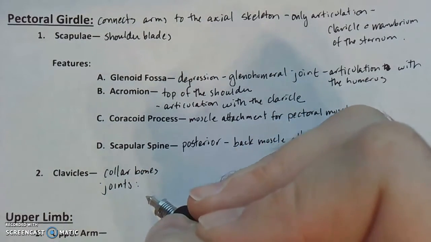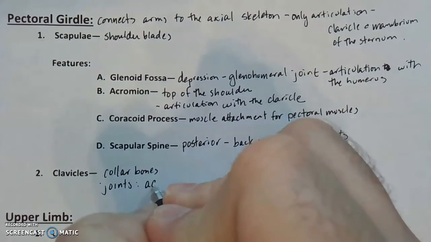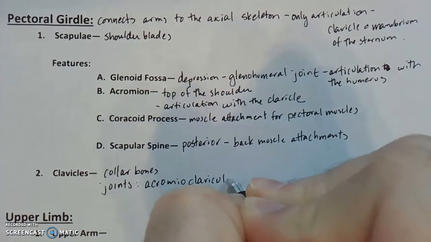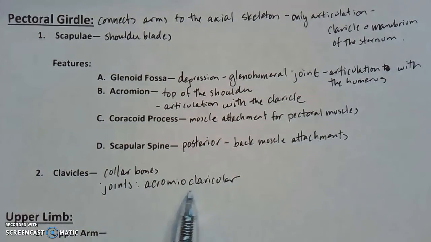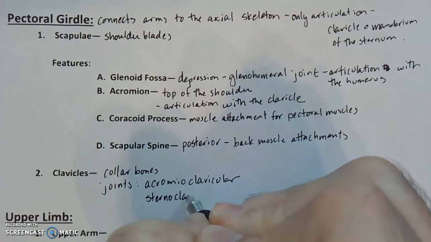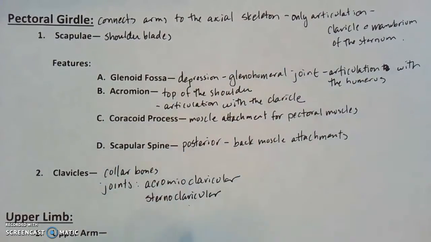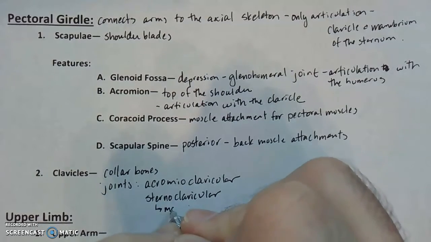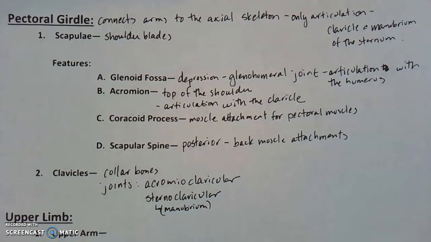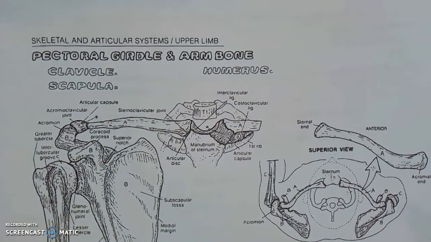and they are given names for what they connect. So we have the acromioclavicular joint. So the acromion and the clavicle, so the shoulder blade and the clavicle are joined by this. And then we have the sternoclavicular. The sternum, and it is the manubrium of the sternum to the clavicle.